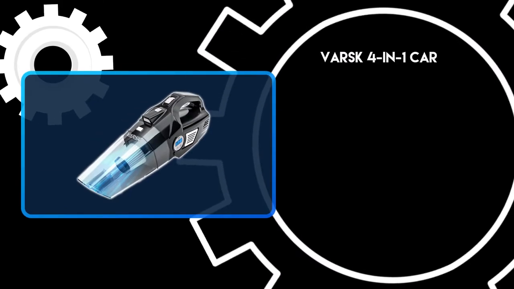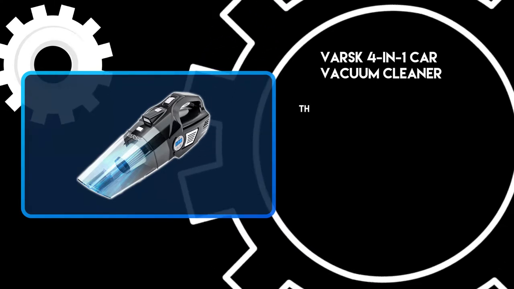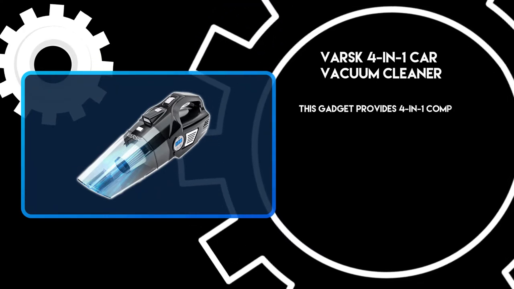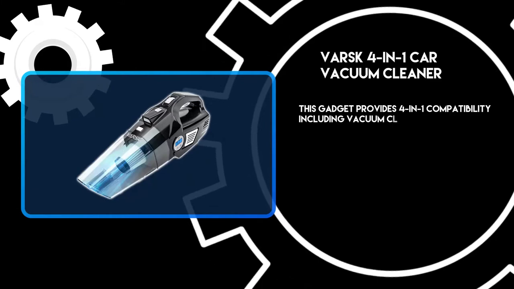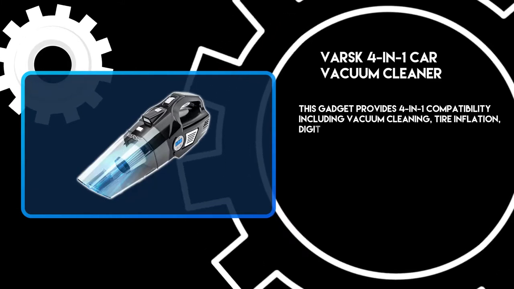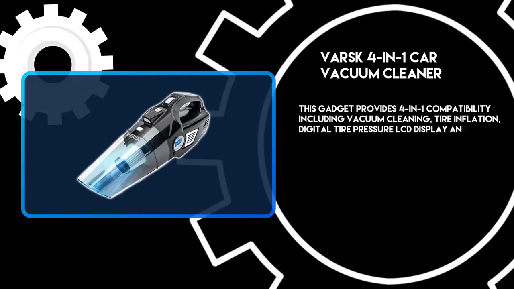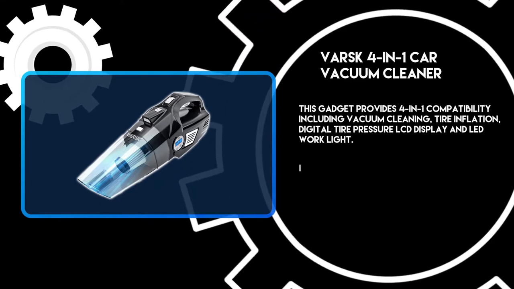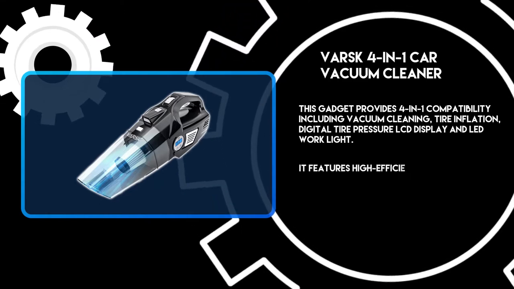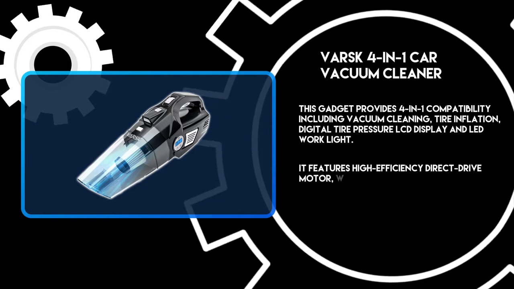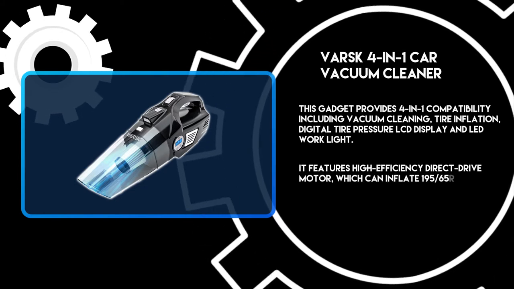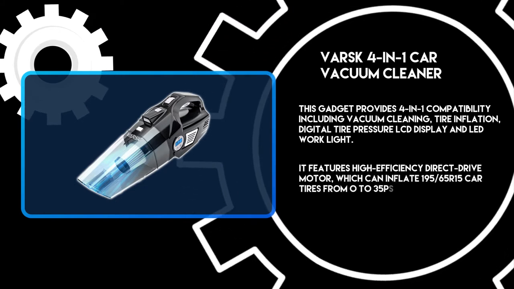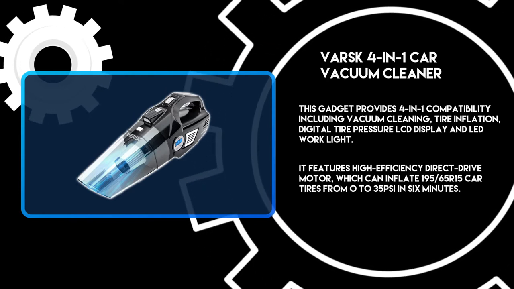At number 3, VARSK 4-in-1 Car Vacuum Cleaner. This gadget provides 4-in-1 compatibility including vacuum cleaning, tire inflation, digital tire pressure LCD display and LED work light. It features a high-efficiency direct drive motor, which can inflate 195/65 R15 car tires from 0 to 35 psi in 6 minutes.